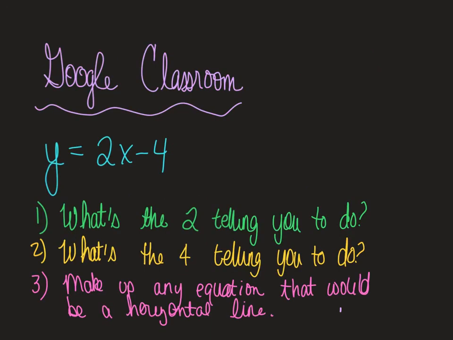Here are your Google Classroom questions. The first 2 questions, you have to use this equation. So in the green question, what is the 2? What is the 2 telling you to do? What do you do with that 2? How do you use that 2? What's the 4? Really, I should say negative 4. What is the negative 4 telling you to do?